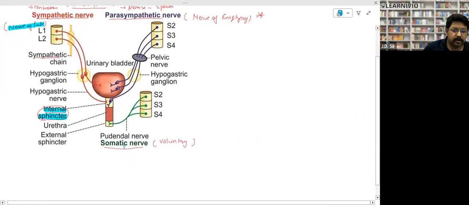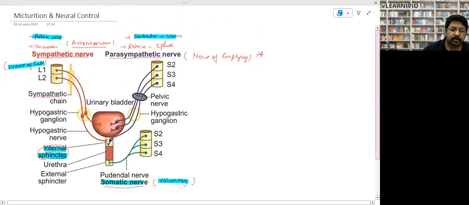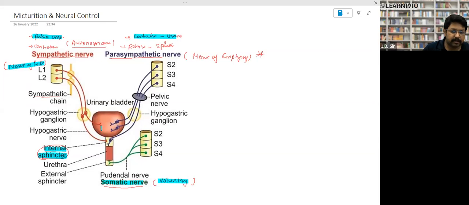Now there is another nerve, which is the somatic nervous system. This is voluntary, meaning it is under our control, right? This nerve is controlled by the brain, and the somatic nerve opens the external sphincter when we wish, right? So the sympathetic nerve is called the nerve of filling because it closes the internal sphincter and relaxes the urinary bladder.